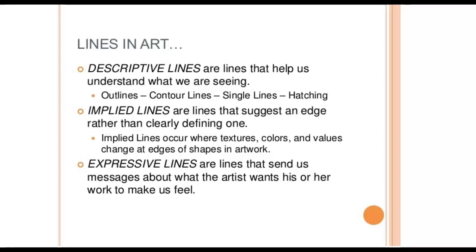Implied lines are, of course, giving us the suggestion of an edge rather than clearly defining one. I would also say that it can be negative space in between figures, or if a figure is pointing, that can also provide those implied lines of where the viewer is supposed to look. And then, of course, my favorite, expressive lines. So these are the lines where you have them moving fast or slow in appearance, either thicker or thinner, ones that are more wiggly. They create an actual mood or tone within the work. Let's look at some examples throughout art history of line use.